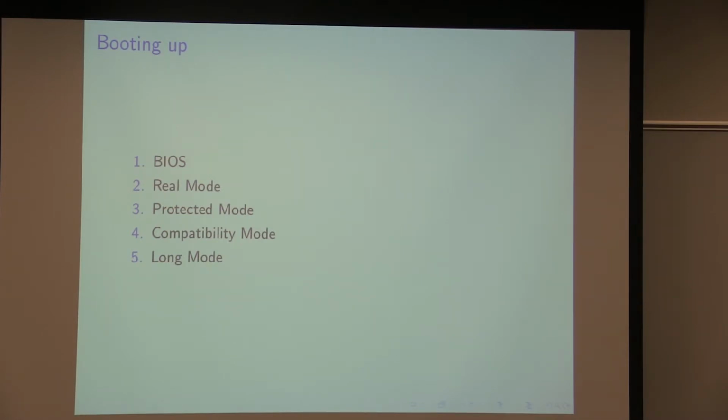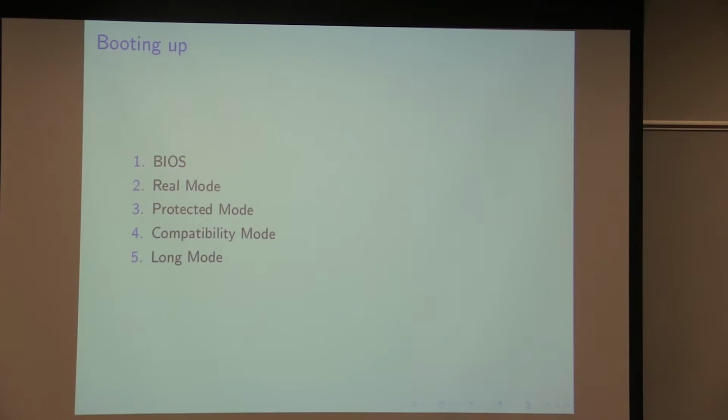Protected mode is the first 32-bit mode that's available. Protected mode lets you take advantage of virtual memory and get a full 4 gigabyte address space. However, 4 gigabytes isn't a huge amount of memory, so really you want to be running in 64-bit mode. To get into 64-bit mode, first you have to turn the processor into compatibility mode, which is the 32-bit compatibility version of 64-bit mode.